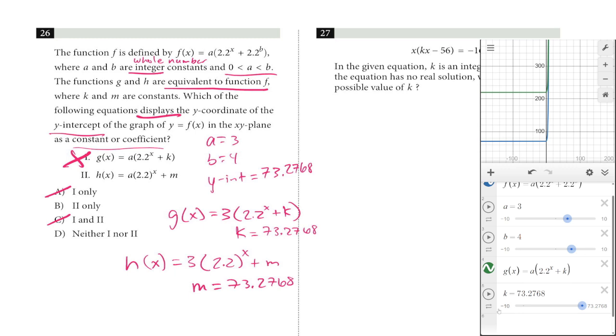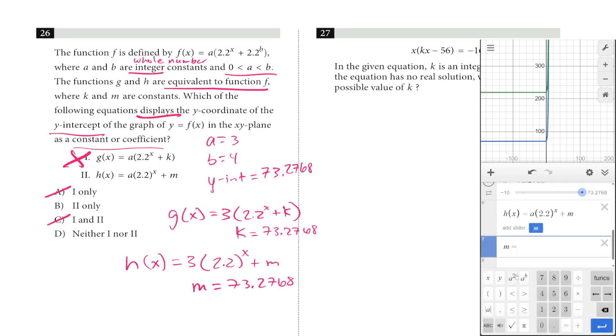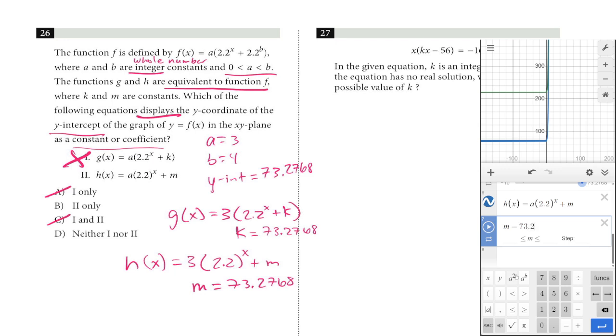So we're just going to graph it. Again, I'm going to add another function, another graph. So h of x equals a times 2.2 to the power x plus m. And again, we're going to go ahead and add a slider for m. And what does m have to be? M also would have to be 73.2768 in order for our y-intercept to show up as an equation, or as a number in our equation.